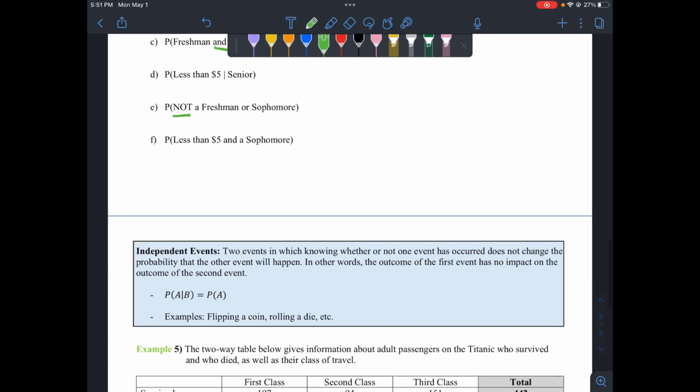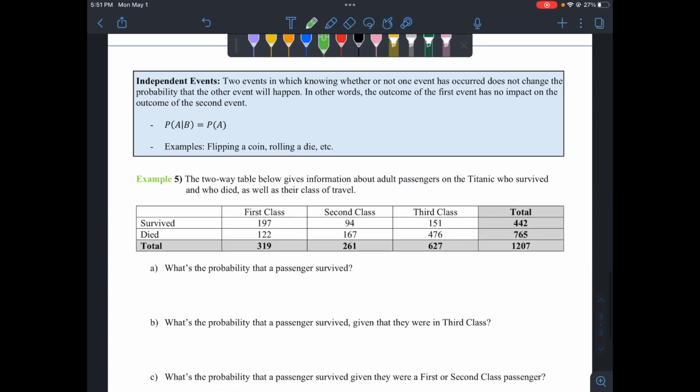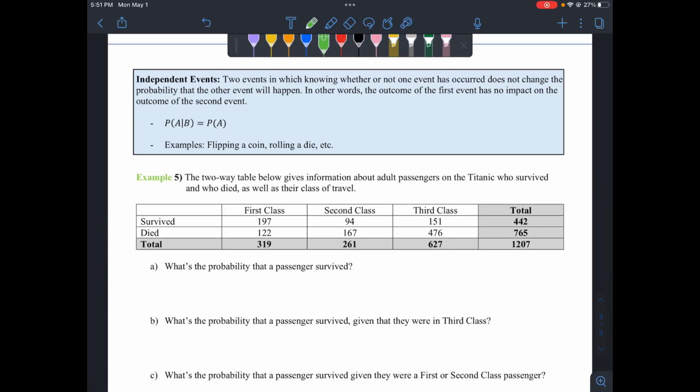And we're going to look at independent events here on page 3. Now, independent events is pretty much just saying that the outcome of the first event that happens has no impact on the outcome of the second event. Okay, so given B doesn't matter. So B doesn't really matter. I'm just pretty much looking at the probability of A.